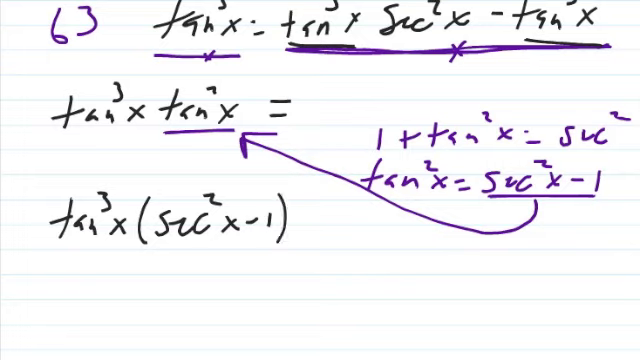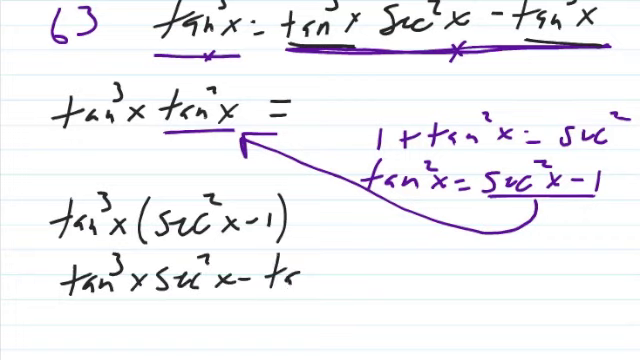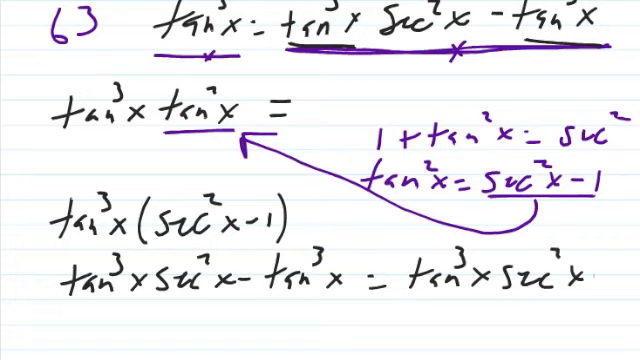And then if I just distribute the tangent cubed, I get tangent cubed x secant squared x minus tangent cubed x, which is equal to what I was looking for: tangent cubed x secant squared x minus tangent cubed x. So it's really just a matter of looking for what you want and then separating the powers of tangent into two pieces that you can manipulate into that.